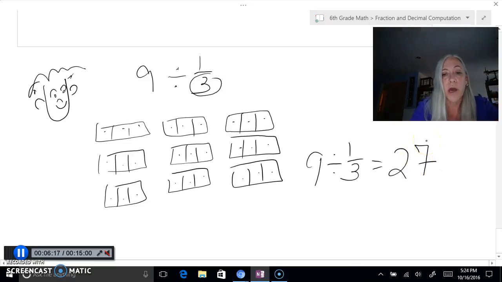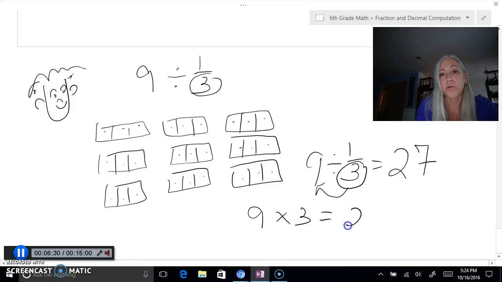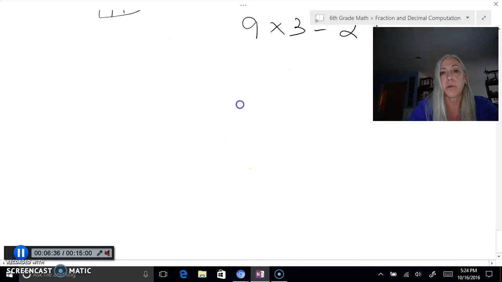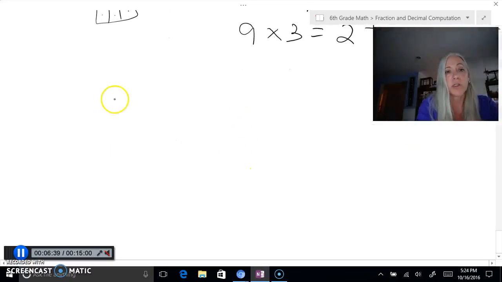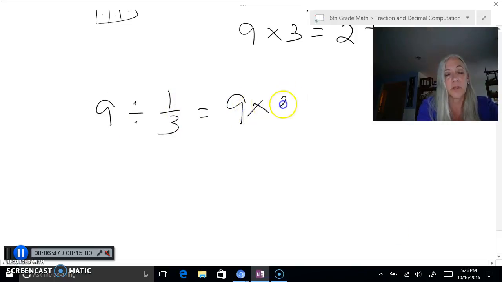Does anybody notice what's happening here right now? Do you happen to notice that 3 times 9 equals what? Oh, 9 times 3 also equals 27. So, to wrap this up, let's think about that. 9 divided by 1/3 is equal to 9 times 3. This is called the reciprocal. 3 is the reciprocal of 1/3.